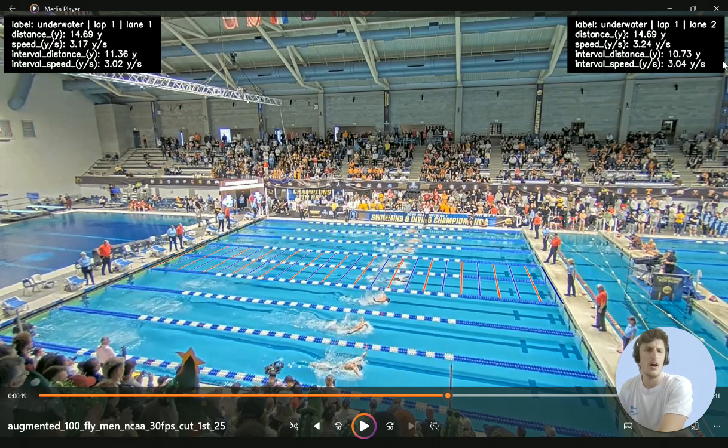Our guy in lane number 4 did an overall distance exactly the same, 14.69 yards at an average speed of 3.24 yards per second. It's coming with an underwater distance of 10.73 yards and an interval speed of 3.04 yards per second. His interval speed, the underwater speed, is almost identical to the guy in lane number 5, but if you remember, his speed was much greater at the dive portion, and therefore he's ahead right now.